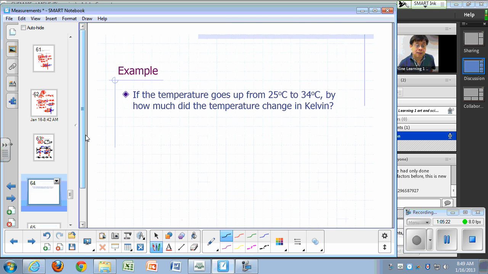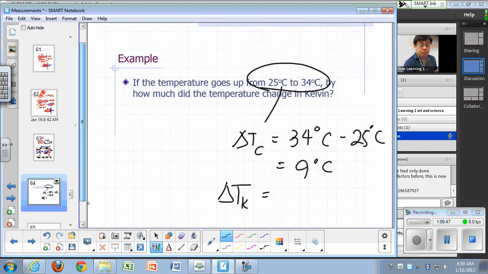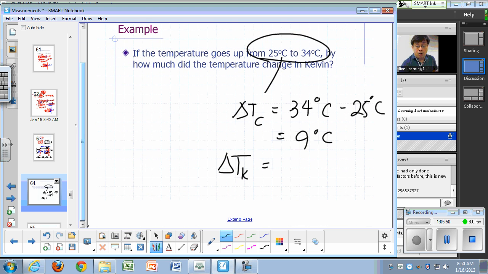So let's apply that to this question. Temperature goes up from 25 degrees to 34 degrees Celsius. What's the change in the Celsius scale? The final value, 34 degrees Celsius minus 25 degrees Celsius, that is 9 degrees Celsius. By how much did the temperature change on the Kelvin scale? What's the answer? Also 9. You can say 9 degrees Celsius times 1 Kelvin over 1 degree Celsius. Okay, so degrees Celsius cancels out. That gives you a change of 9 Kelvin.